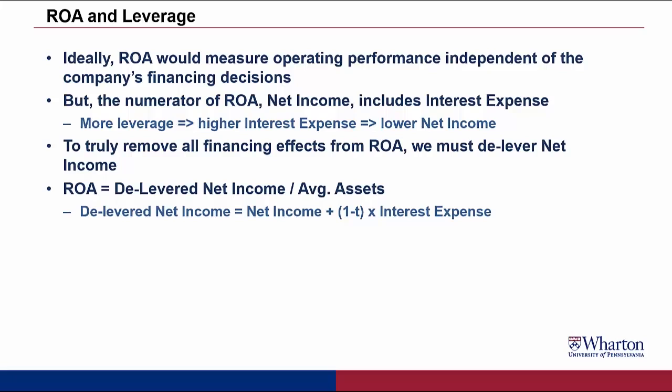So now ROA is going to be delevered net income divided by average assets, where delevered net income is defined as net income plus after-tax interest expense. So after-tax interest expense is going to be interest expense times 1 minus the tax rate, which is T.